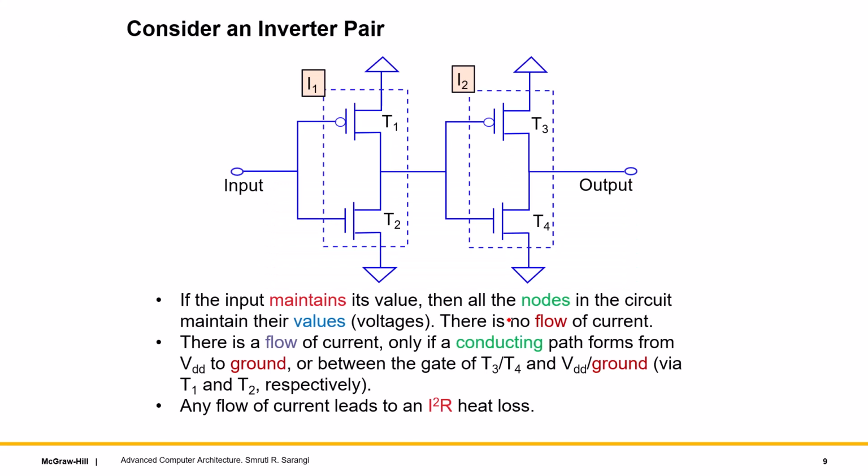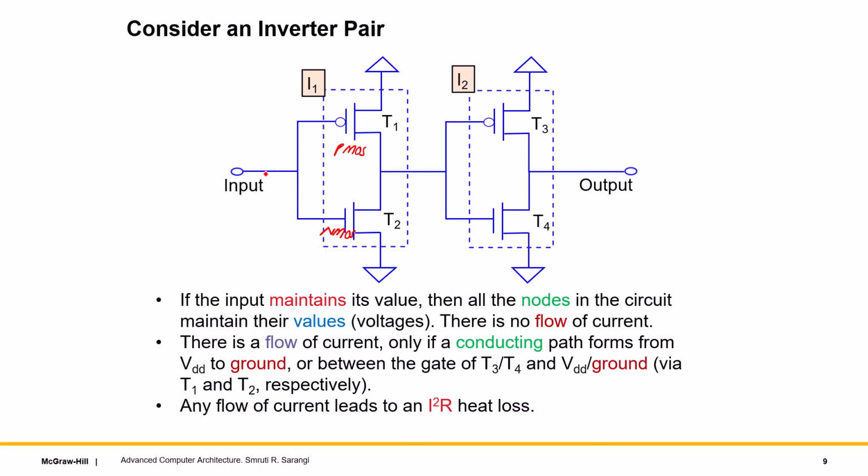Coming to dynamic power, well, we have all seen this. It's an inverter pair. So, you have your NMOS transistor over here, we have our PMOS transistor over here, again an NMOS PMOS pair. So, we have an inverter pair of I1 and I2. If the input maintains its value, then you will see that all the nodes in the circuit will also maintain their value. There is no flowing of current.